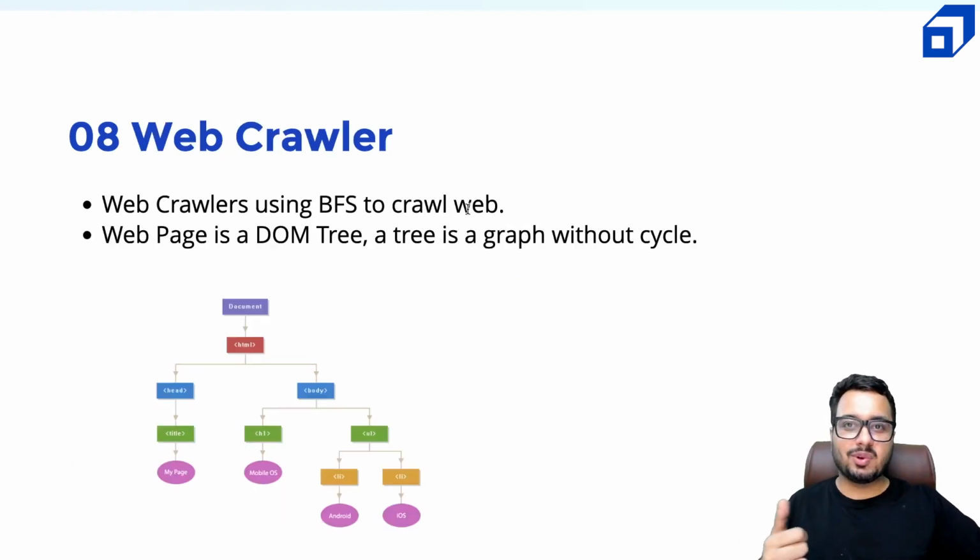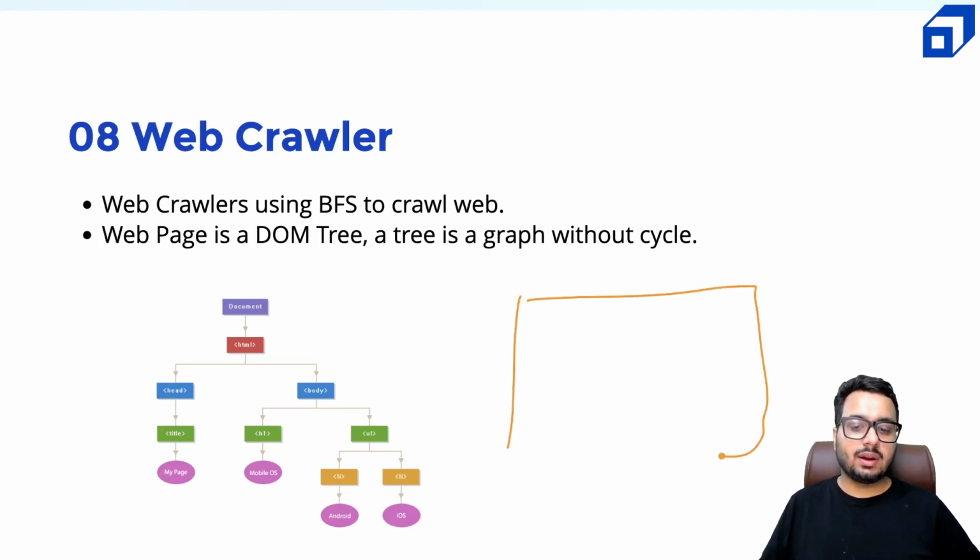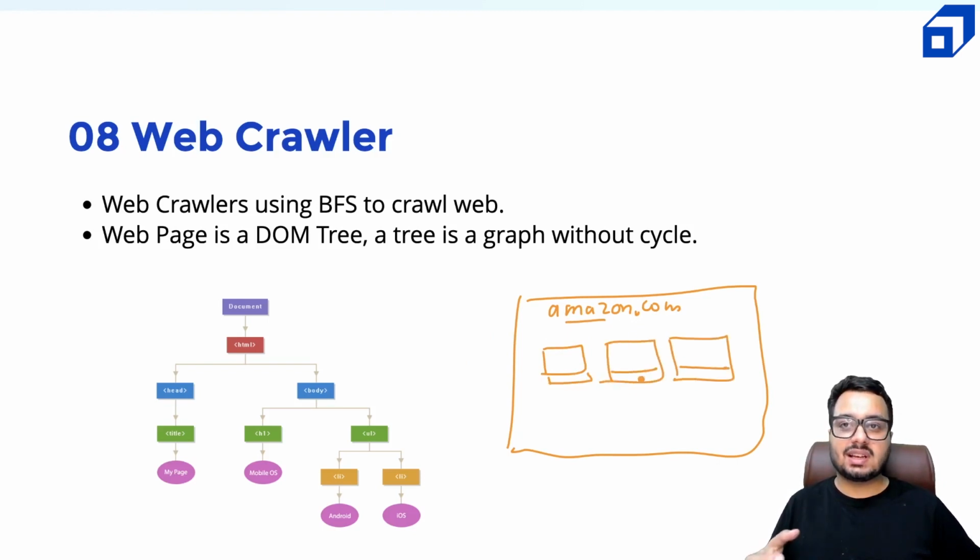Again, let's do one more application in web crawler. When you want to build a web crawler, for example, you want to crawl amazon.com and scrape the entire website. When you go to amazon.com, the code is loaded in the browser. In the code, you will see there are a lot of products, and with each product there is a hyperlink. So you want to go and scrape all those products.